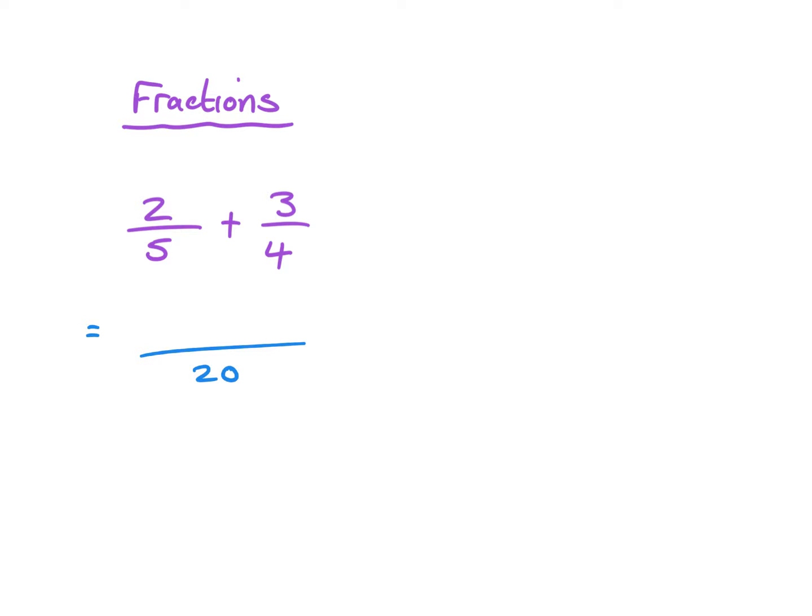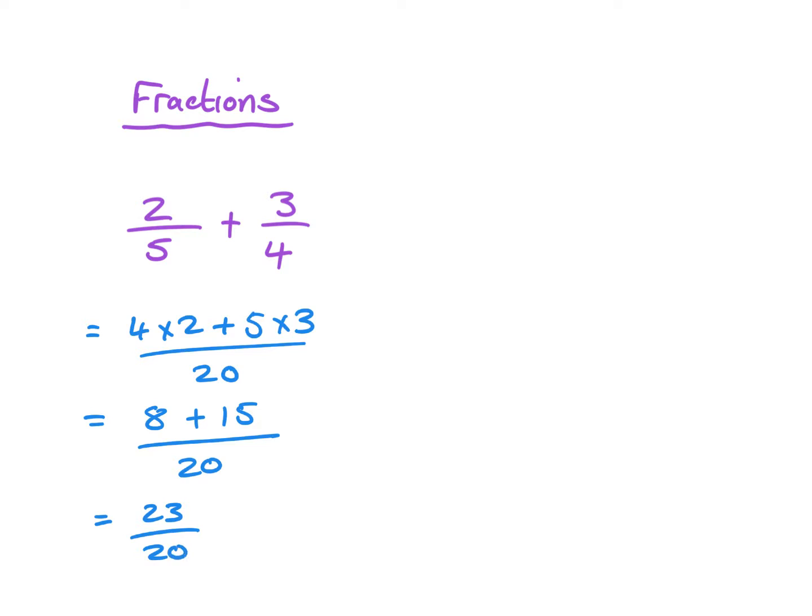5 goes into 20 4 times, so it'll be 4 times 2. Add, how many times does 4 go into 20? 5 times, so 5 times 3. And therefore this will be 8 plus 15 all over 20, and that would give us 23 over 20 as our answer.